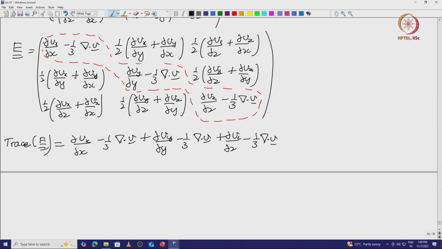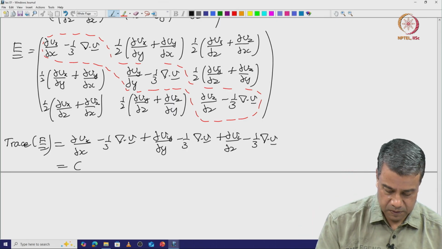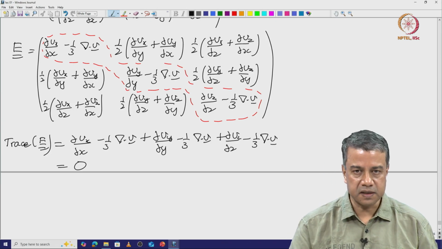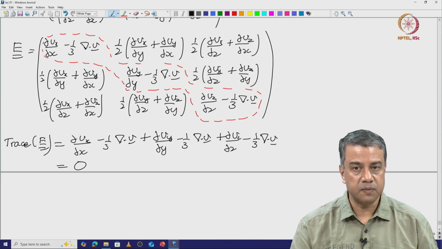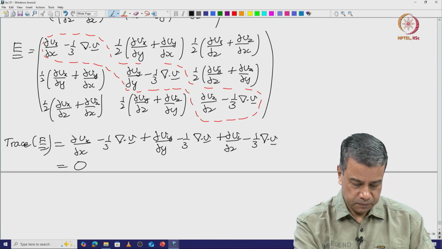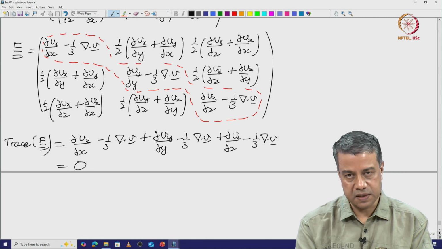So, I get partial V x by partial x plus partial V y by partial y plus partial V z by partial z minus 3 times 1/3 del dot V, which is basically equal to 0. So, that means that the sum of the diagonal elements of this matrix defined in this manner is equal to 0. Therefore, this is what is called a symmetric traceless matrix.